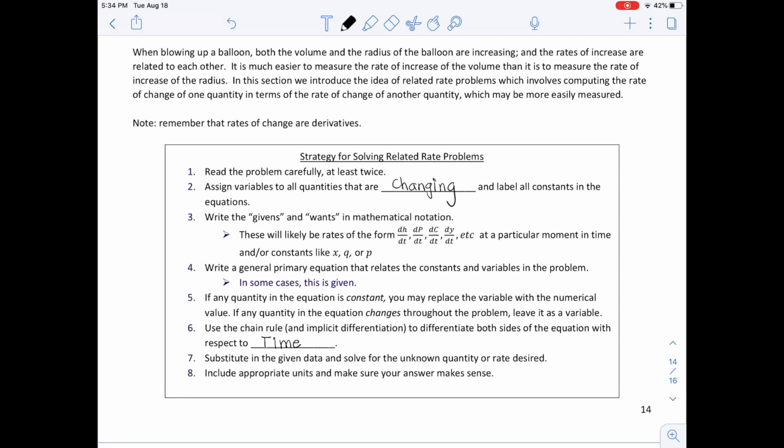When blowing up a balloon, both the volume and the radius of the balloon are increasing, and the rates of increase are related to each other. It is much easier to measure the rate of increase of the volume than it is to measure the rate of increase of the radius. In this section, we introduce the idea of related rate problems, which involve computing the rate of change of one quantity in terms of the rate of change of another quantity, which may be more easily measured. Note, remember that rates of change are also derivatives.